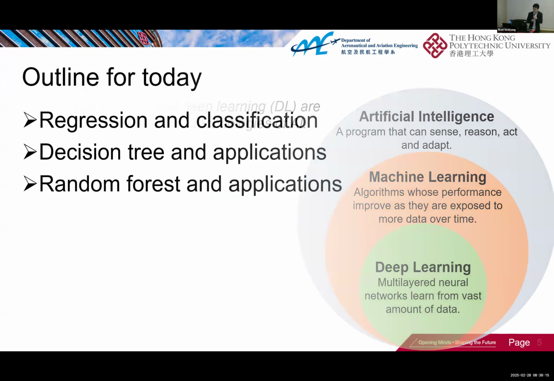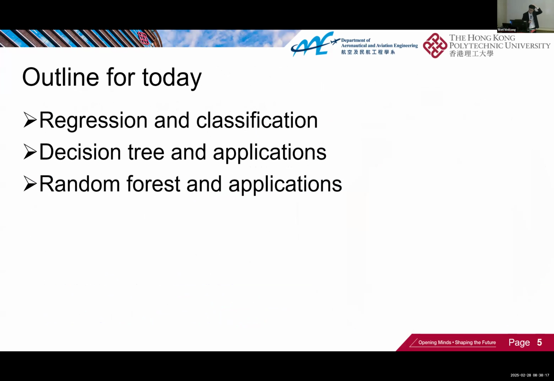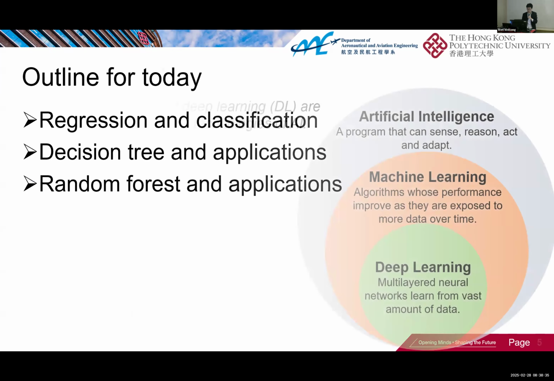In the past weeks we focused on unmanned autonomous systems, and we quickly helped you recall what we have done from the first week. Today we are going to talk about the outline, including regressions, decision trees and random forest. We will quickly go through random forest.